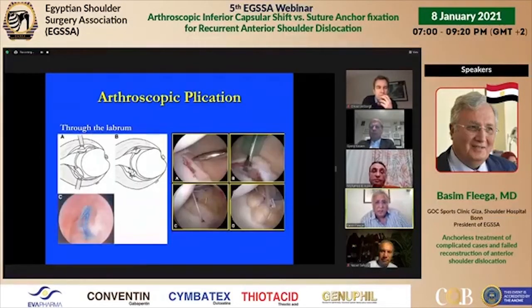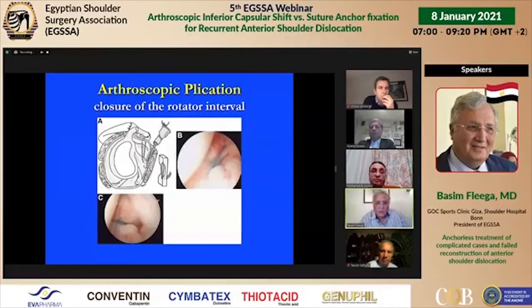So this problem was first treated with an arthroscopic plication, which is making a medial capsular shift to the Bankert repair in order to shorten the anterior capsule. Also, closing the rotator interval, if it is wide, has added to the anterior stability.